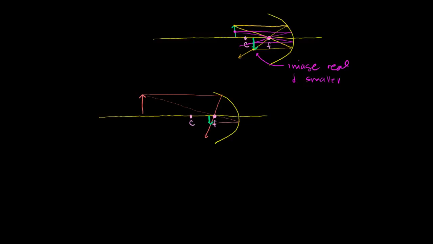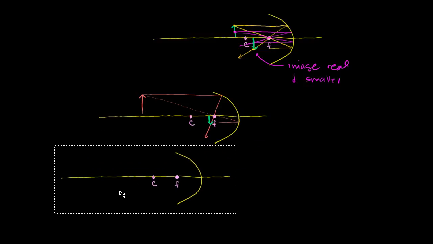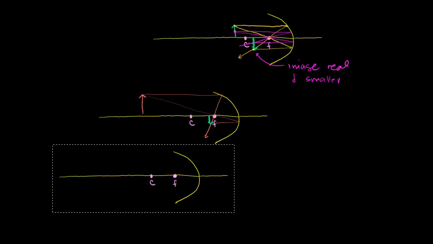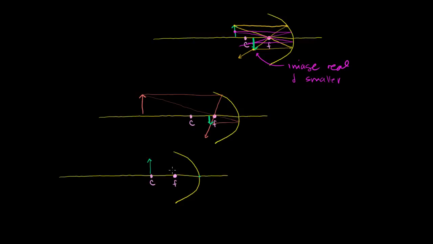Now let's do this again. But this time, let's place the object at the center of curvature. So let's place the object right over here. So right at that distance, that's twice the distance from the vertex of the parabola to the focus.